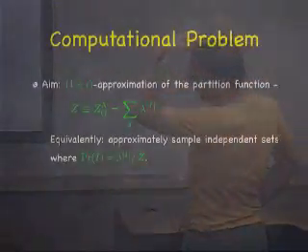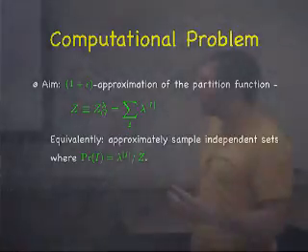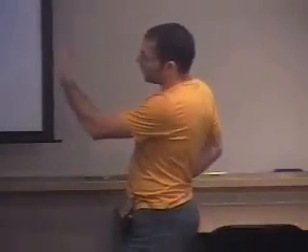What we'd like to do, at least the computational problem that we're interested in, is to give a very close approximation to the sum over independent sets of this weight. Basically count these weighted independent sets. It's called a partition function in statistical physics. An equivalent computational problem is to approximately sample from the distribution where the weight of each independent set is proportional to what I wrote above.